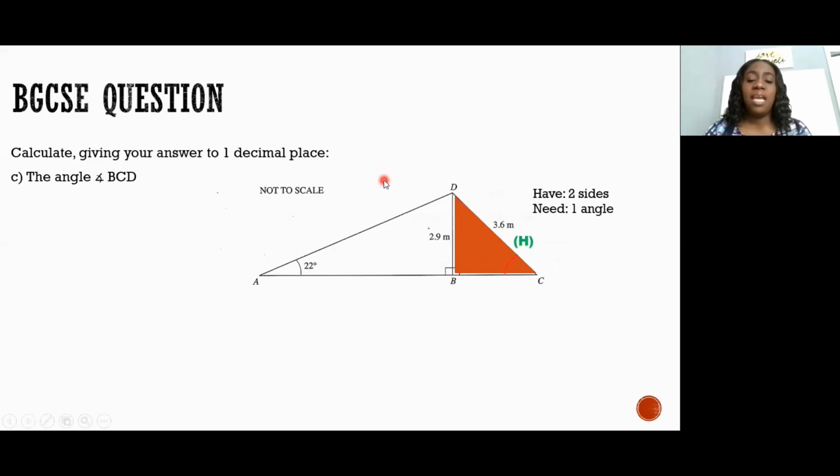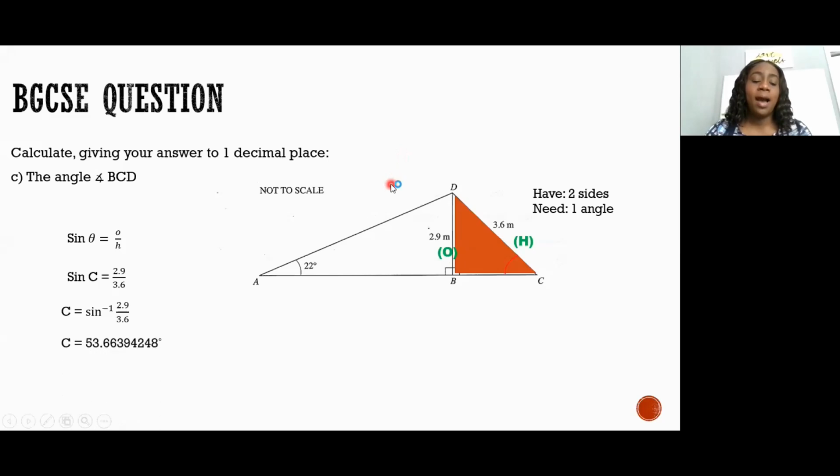Very good. So I'm going to label again. That's hypotenuse and that's opposite. So I'm going to use the sine ratio. Good. All right. Sine of angle C, because that's what I'm finding, is equal to 2.9 over 3.6. C is equal to the sine inverse of 2.9 over 3.6.